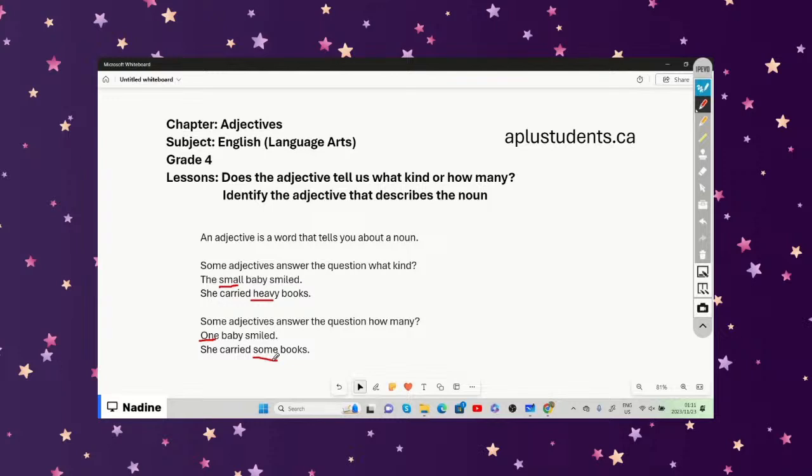So how many books did she carry? Some books. How many babies smiled? One baby smiled. And once again, an adjective is a word that tells you about the noun. An adjective either describes a noun, modifies a noun, or like we say, it just tells us about a noun.